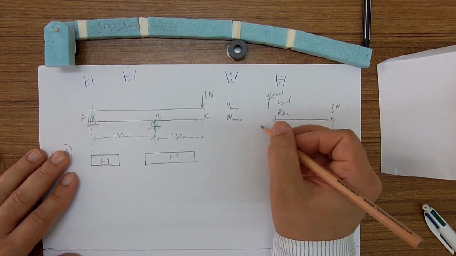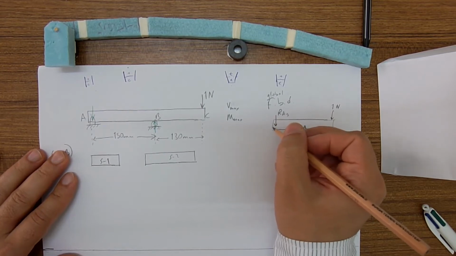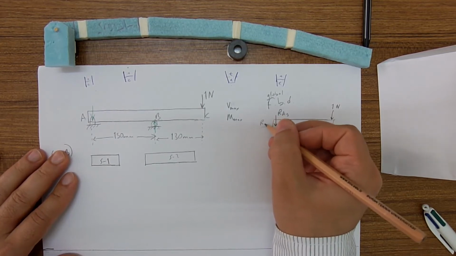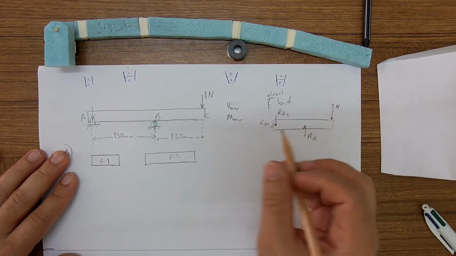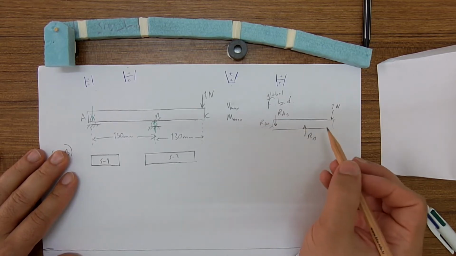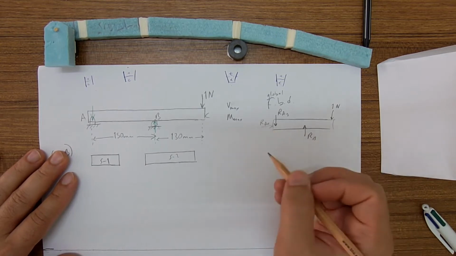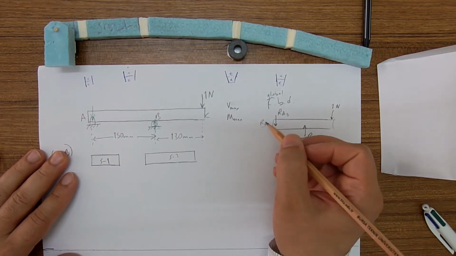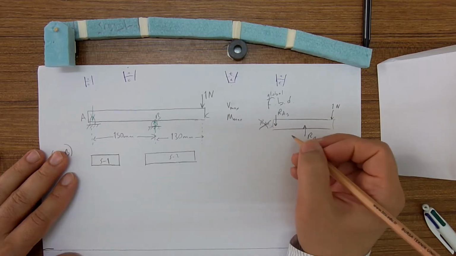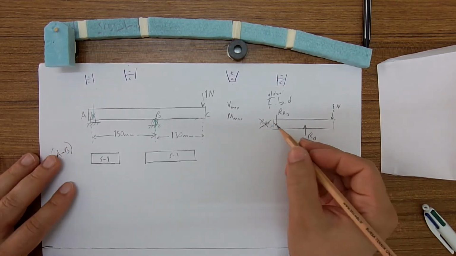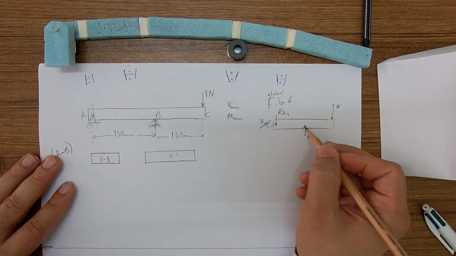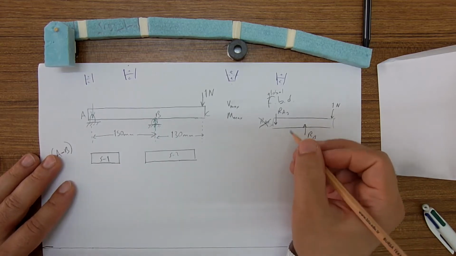There is also RAX here, but it is 0. Why? Because there is no horizontally acting force. Therefore, the reaction will be 0. So we are left with two reaction forces. How do we find it?